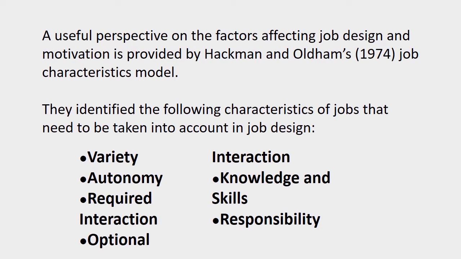First is variety or how diverse the jobs are. Second is autonomy, which means control over something or someone. Third is required interaction. There are some jobs that require people to interact with each other or with their co-employees in order to fulfill the goal of the organization or the company. Next is optional interaction, wherein the person is in control whether they want to interact with their co-workers or not.